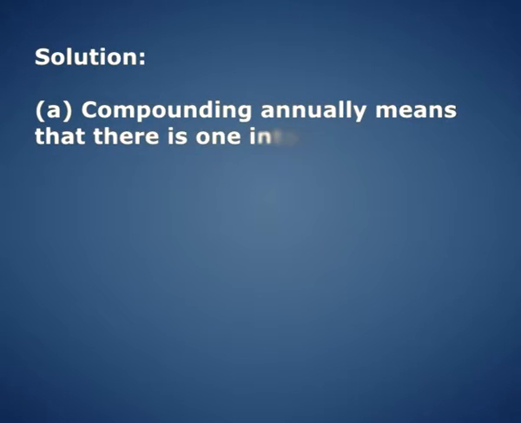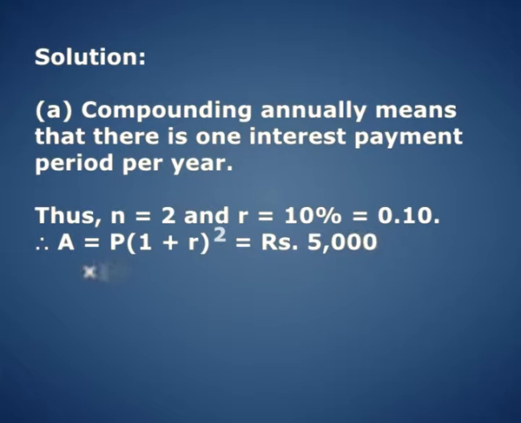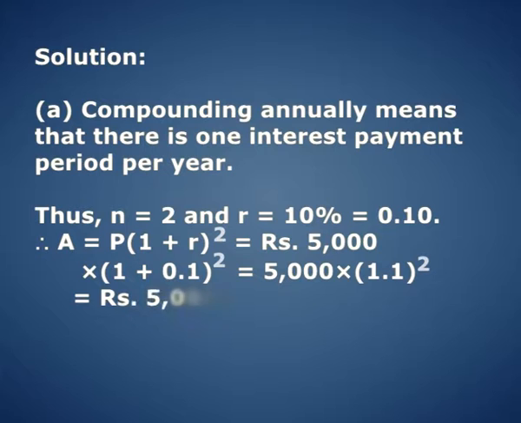Compounding annually means that there is one interest payment period per year. Thus, n is equal to 2 and r is equal to 10%, that is equal to 0.10. So the amount is equal to P times 1 plus r to the power 2. So that is equal to rupees 5,000 into 1 plus 0.1 to the power 2. So that is equal to 5,000 into 1.1 squared. So that is equal to rupees 5,000 into 1.21, which is equal to 6,050.